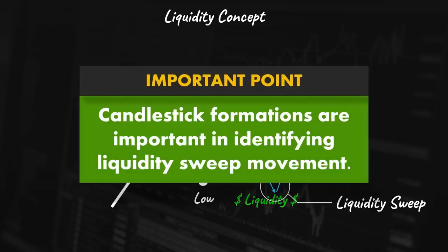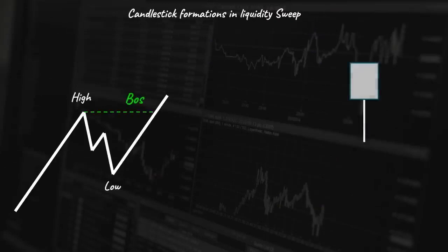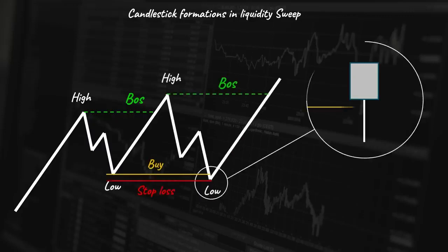Candlestick formations are important in identifying liquidity sweep movement. In the bullish scenario, a long wick at the bottom of the candlestick represents a liquidity grab movement. Imagine if this area is our previous support, so we have lots of buy orders gathered here, which means that the stops are somewhere below this level. So, a long wick breaking through this area is considered a liquidity grab, but only if it won't have a long wick at the top as well. This would be a great sign that the price can start its movement to the upside.